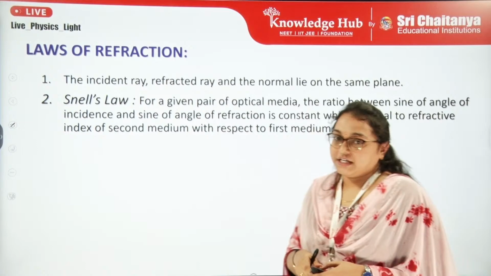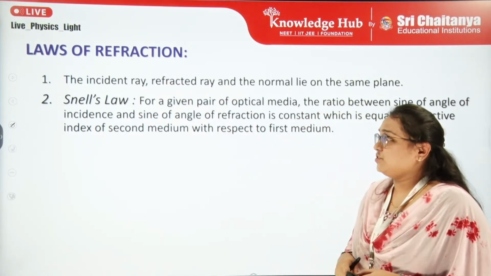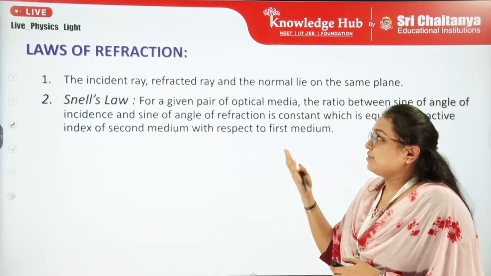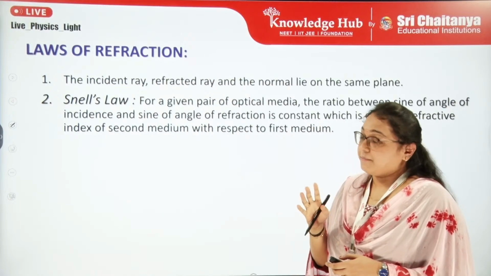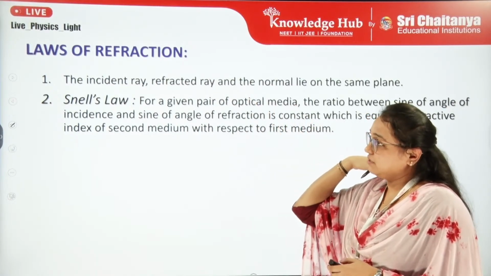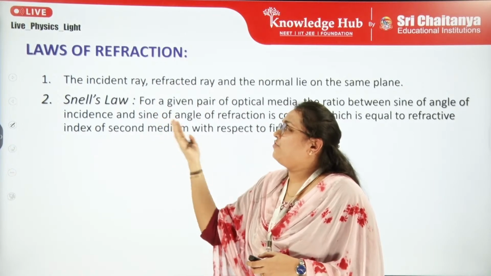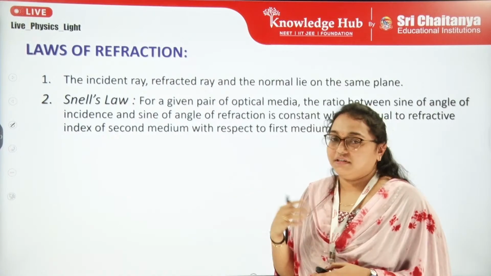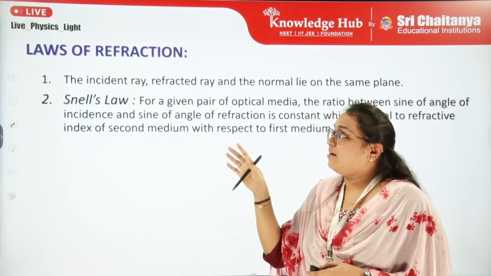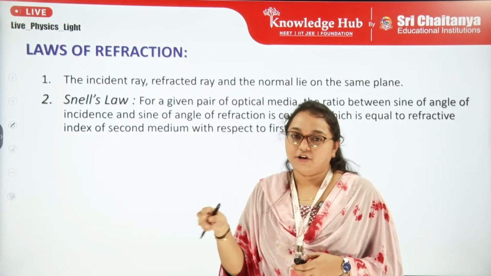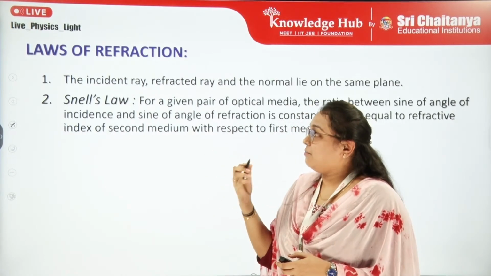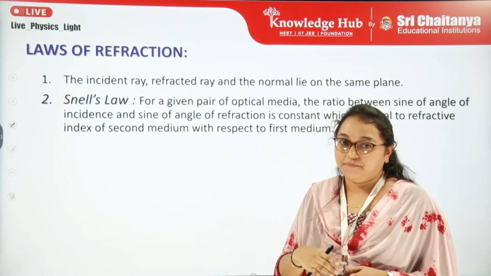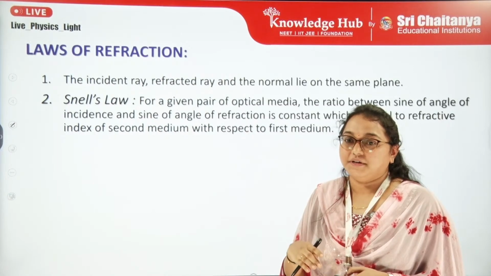Then we have the laws of refraction. The first law is very simple, which we already learned, very similar to the laws of reflection. The incident ray, refracted ray and the normal lie on the same plane. If I say refracted ray, that definitely means the angle of incidence will not be equal to the angle of refraction, because light is bending. We can't say that the angle of incidence is equal to the angle of refraction, because that is a blunder. Refracted ray itself means light is bending in one particular medium.